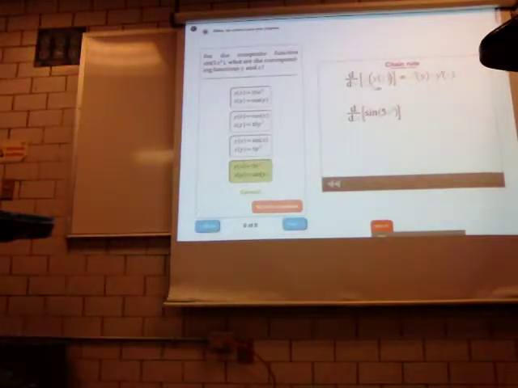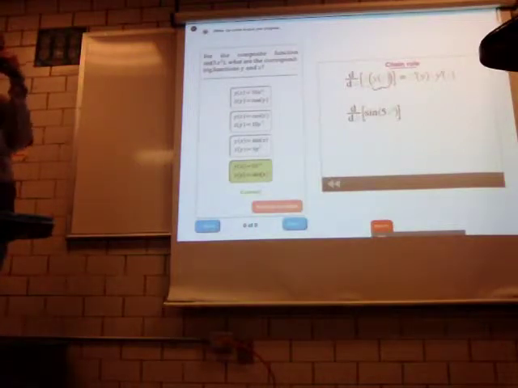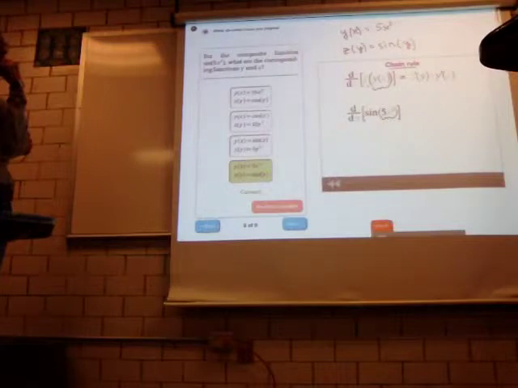The function y of x is going to be the first thing you do to x. In our example, the first thing you do to x is plug it into 5x cubed. So y of x is going to be 5x cubed. Z is the thing that you do to y. What do we do with y or 5x cubed? We take the sine of it. So z of y is going to be the sine of y.